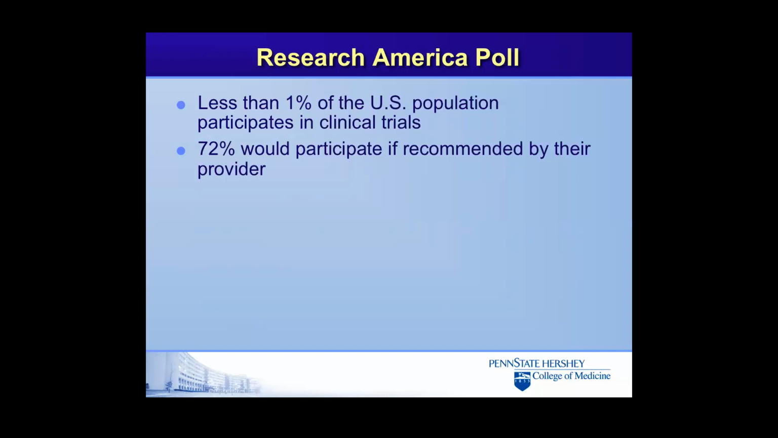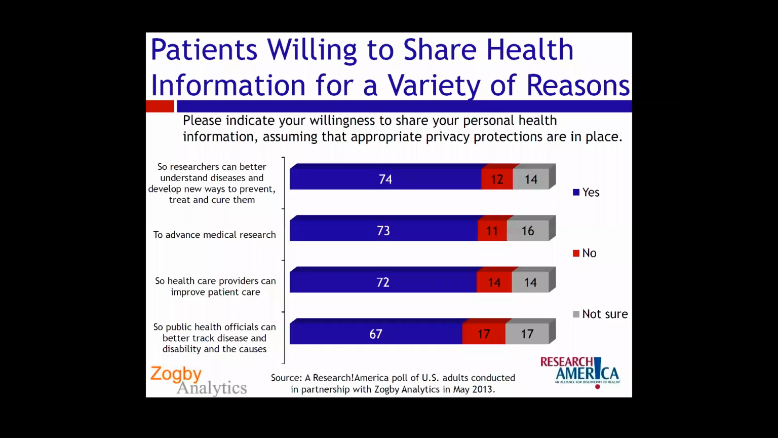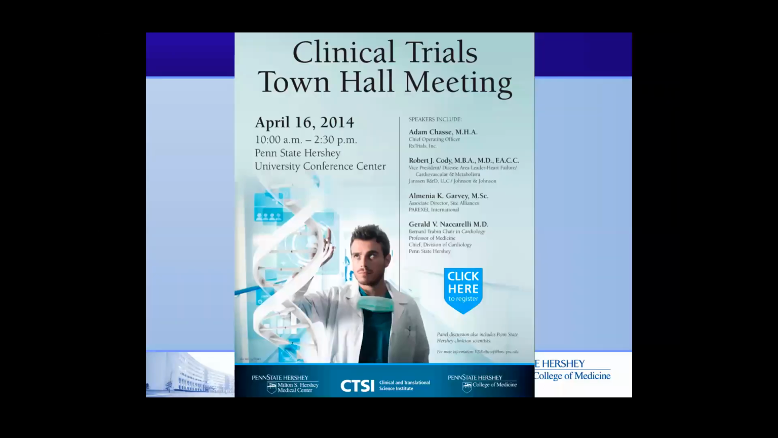So we needed to figure out ways that we can get the message out, not only to our participants, but also to the providers that they see for their clinical care. As far as what they would be willing to share and why, the large majority, as long as there were privacy protections in place, which I think we can assure at Penn State that we do have, would share their personal health information for the reasons you can see on the left side of the screen: to understand disease, to advance research, to improve care, and also for public health tracking. So we do have partners with the general public and with the patients that we see in clinical research. We just need to figure out ways to inform them of the research that's going on and, again, inform providers.